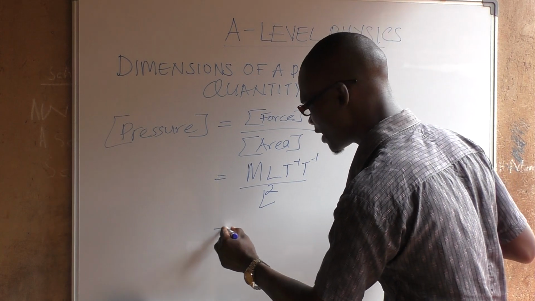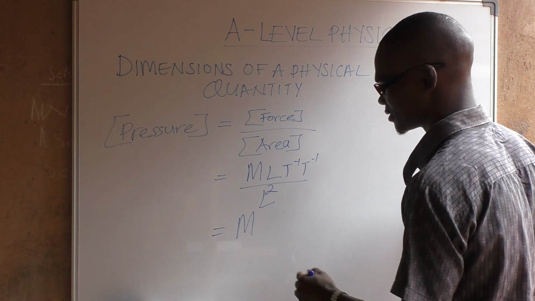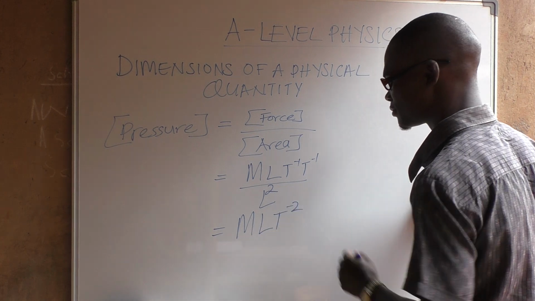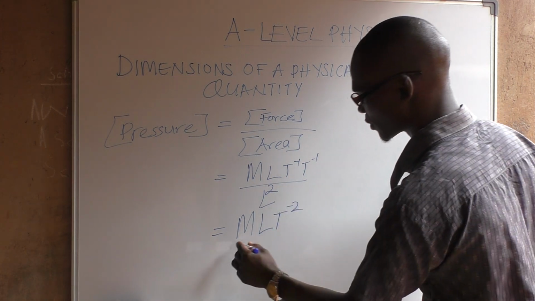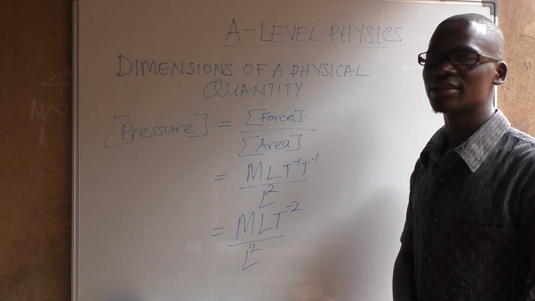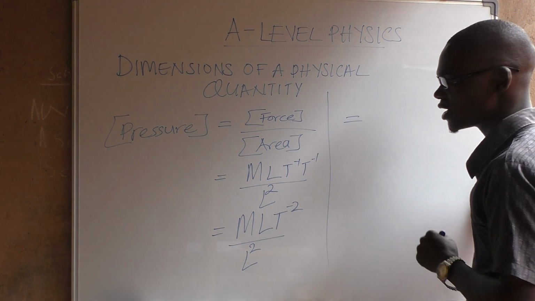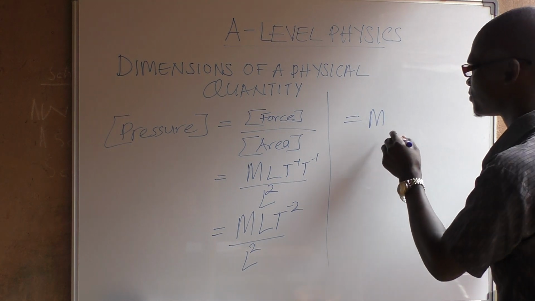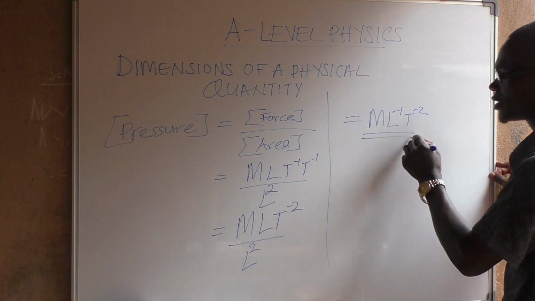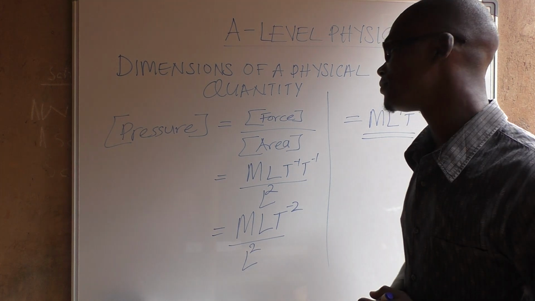So that gives us the dimensions of pressure as mass, length per time squared, over length squared. When we apply the laws of indices, we come up with the dimensions of pressure as mass per length per time squared. So that is how we derive the dimensions of pressure.